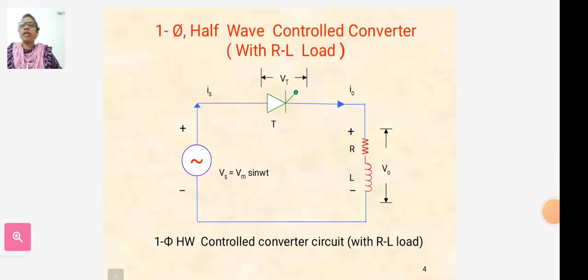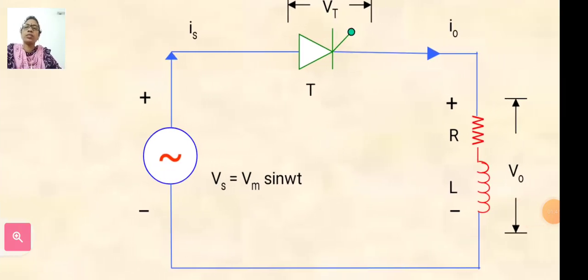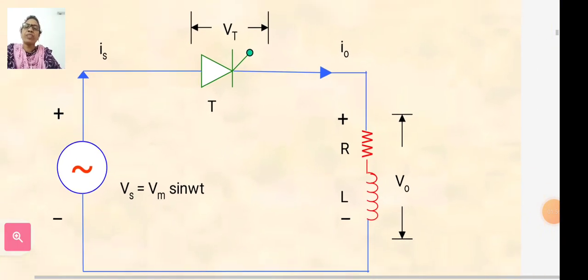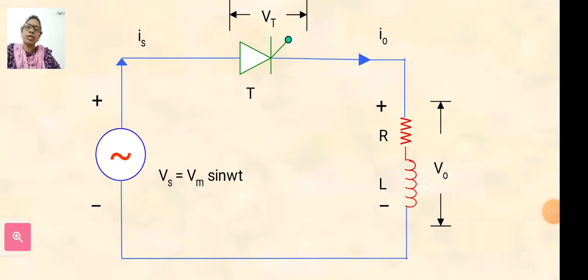Next, this is the diagram for the single phase half wave controlled converter with RL load. It consists of a single thyristor feeding DC power to the RL load. Let us consider a source voltage Vs equal to Vm sin omega t applied to the circuit. Here this is the supply voltage Vs equal to Vm sin omega t, and this is the thyristor. It converts AC to DC, and here we are using the RL load. The output is V0.